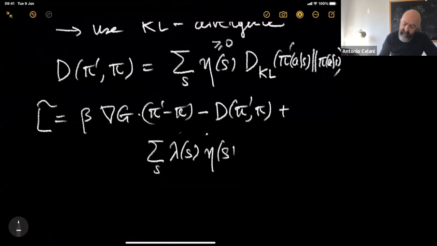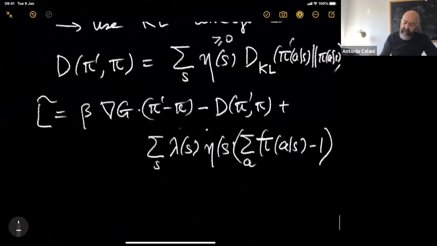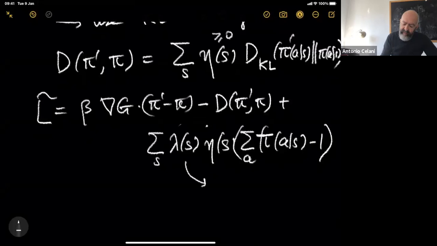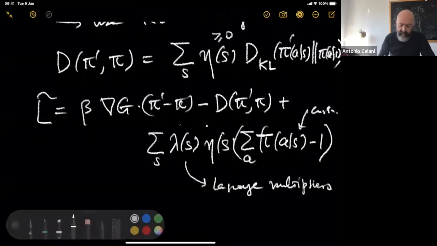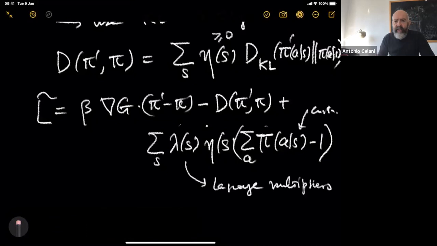This is a set of Lagrange multipliers. I also multiply them by eta s for a reason that will be clear in a second. And then I have to impose the condition that my policies are normalized to one. Okay, so these are Lagrange multipliers, and these are the constraints. Again, here I should also take care of the condition of positivity. But as we will see in a second, in this case, it will turn out that we can enforce them automatically. It's a good property of the Kullback-Leibler divergence.